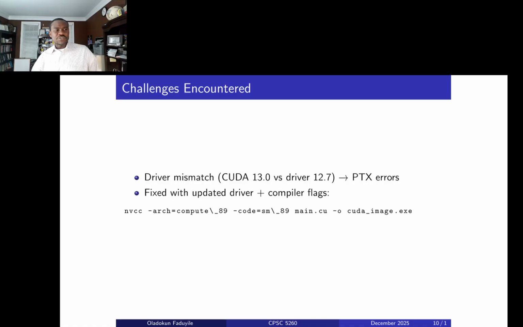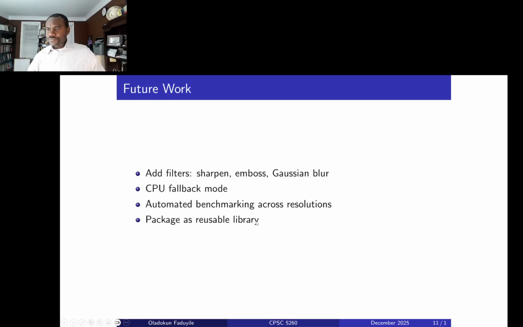And that is one of the reasons why I use the compiler and pass this code, which is the compute 89 or code SM89. I don't really need to use both, but using both doesn't really make a difference. So code SM89 is enough for you to actually look at the GPU and get the actual information from the GPU. So that was the major challenge that I encountered, and I was able to fix that.